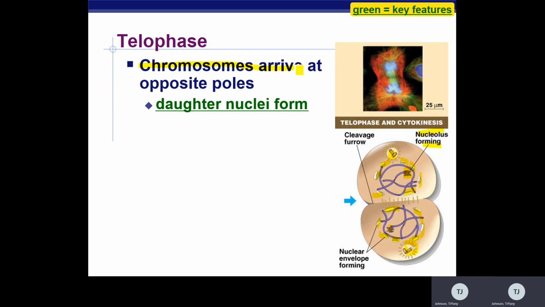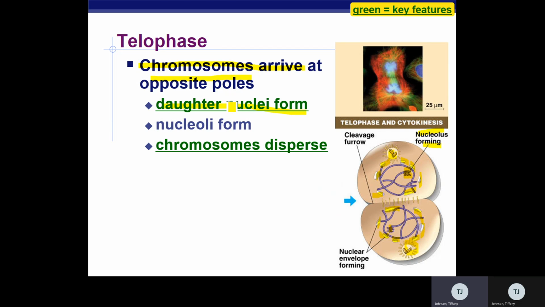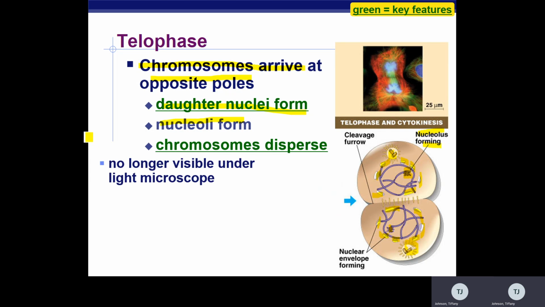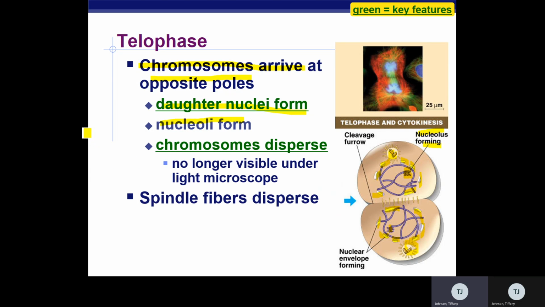So chromosomes arrive at opposite poles. You're going to get two new nuclei. We call them daughter nuclei, daughter cells. The nucleoli come back. And you do not see spindle fibers ever again until the next time it starts to divide.